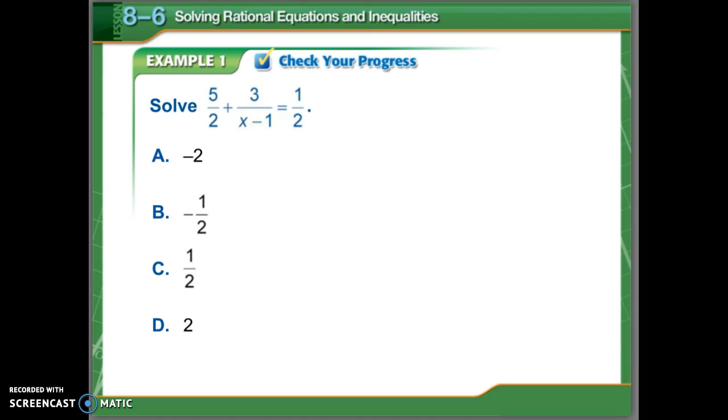All right, here's a check your progress problem for example 1. Pause the video, read through the problem, solve it. When you have your answer, go on to the next screen. Okay, our answer for the check your progress is B, negative 1/2.